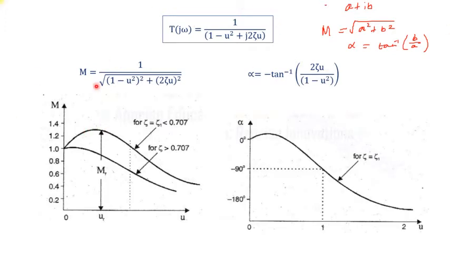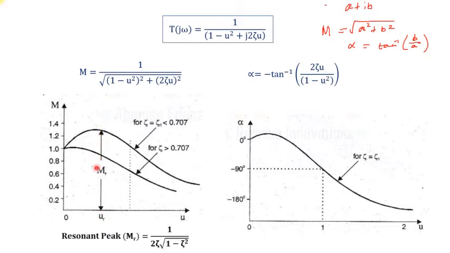If you are plotting the magnitude value with respect to the normalized frequency, the graph will look like this. And if you are plotting the phase value with respect to the normalized frequency, the curve will look like this. This has the resonant peak MR value here, which is the peak value, called MR, the resonant peak.